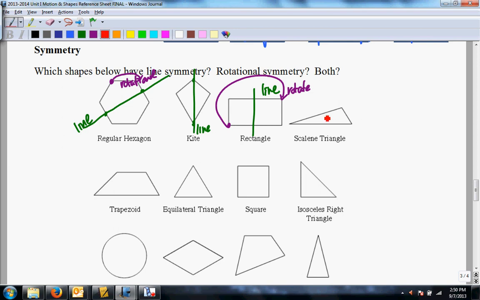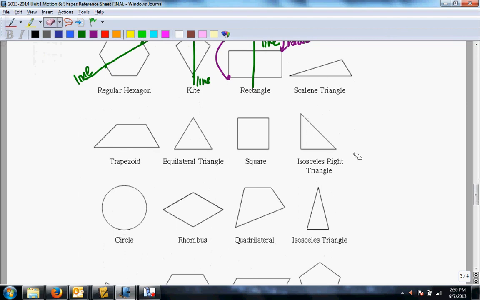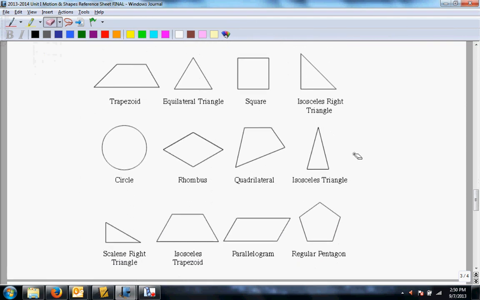Scalene triangle, there's no way to draw a line to get it folded, and you can't rotate it to get the same thing. So a scalene triangle has neither rotation nor line symmetry. Trapezoid, in this situation, you can't fold it and you can't rotate it. So a regular trapezoid, or a normal trapezoid, if you will, does not have either rotational nor line symmetry.